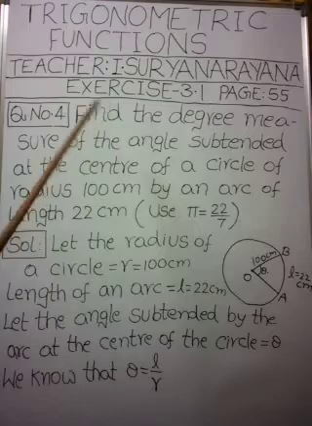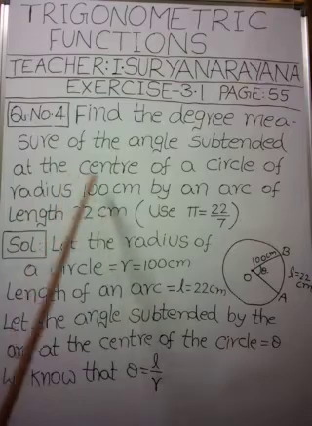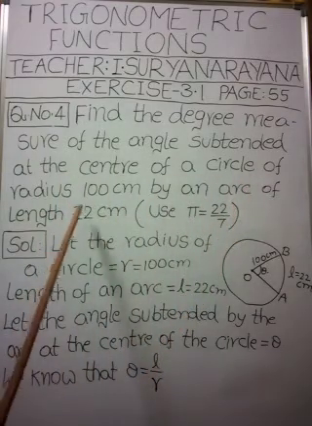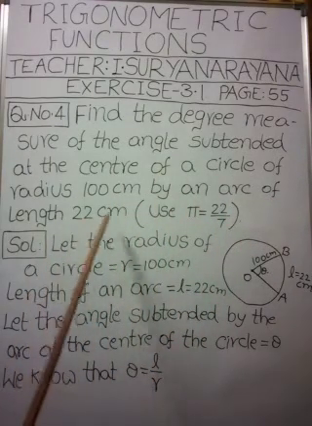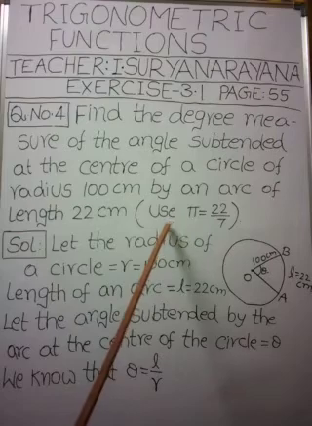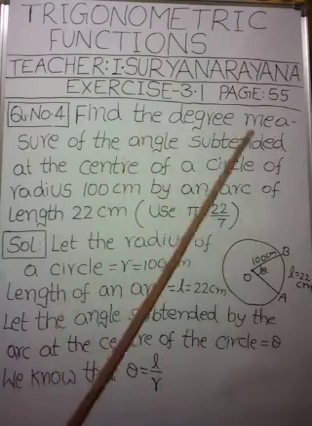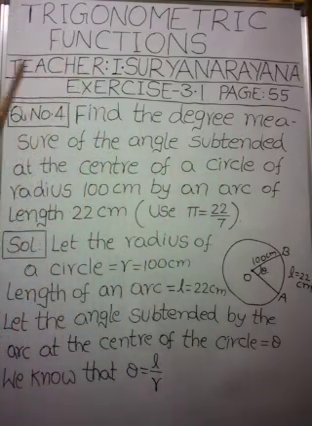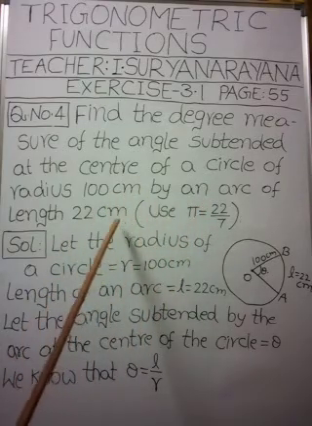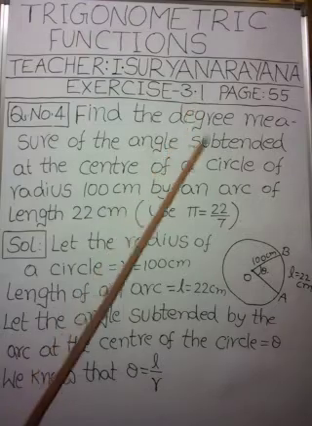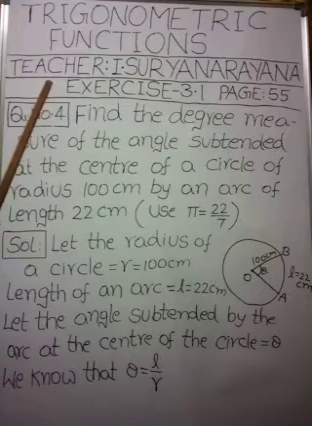Find the degree measure of the angle subtended at the center of the circle of radius 100 centimeters by an arc of length 22 centimeters. Here it is given to use pi equal to 22 by 7. Understood this question, my dear children? What is given in the question? Radius of a circle and length of an arc. What should be found? The angle made by the arc of the circle at the center of the circle. Understood the question, my dear children?